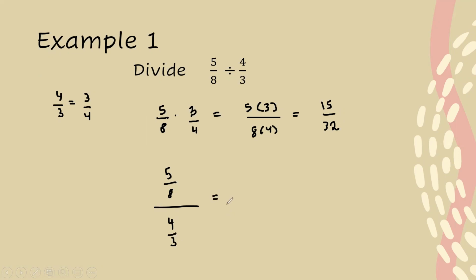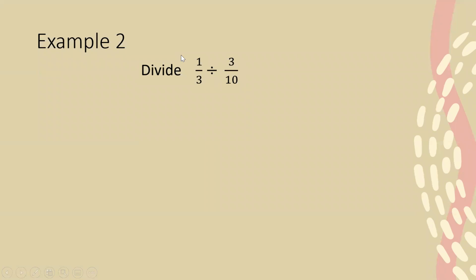And what you would do is you would write 5/8 and you would flip this bottom fraction. So we would write 3/4. Okay, and our answer would still be the same thing. Okay, so let's go ahead and continue to the next example.